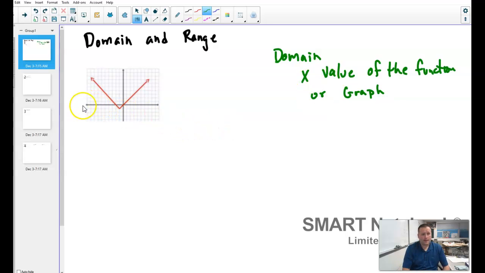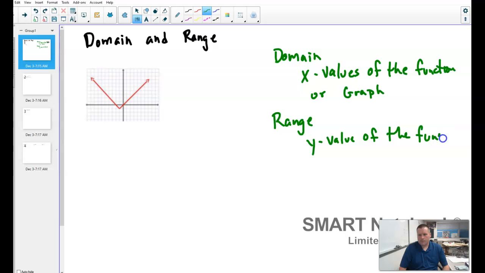If you guys remember, x is my horizontal axis right there, and then range is going to be my y values of the function or graph too. So you really just need to be able to look at these and be able to write what the domain is and what the range is.